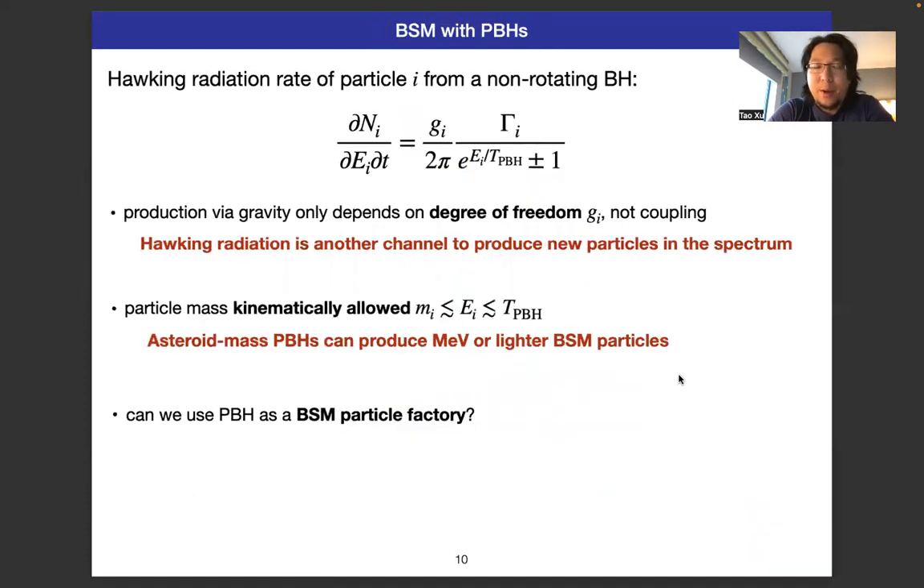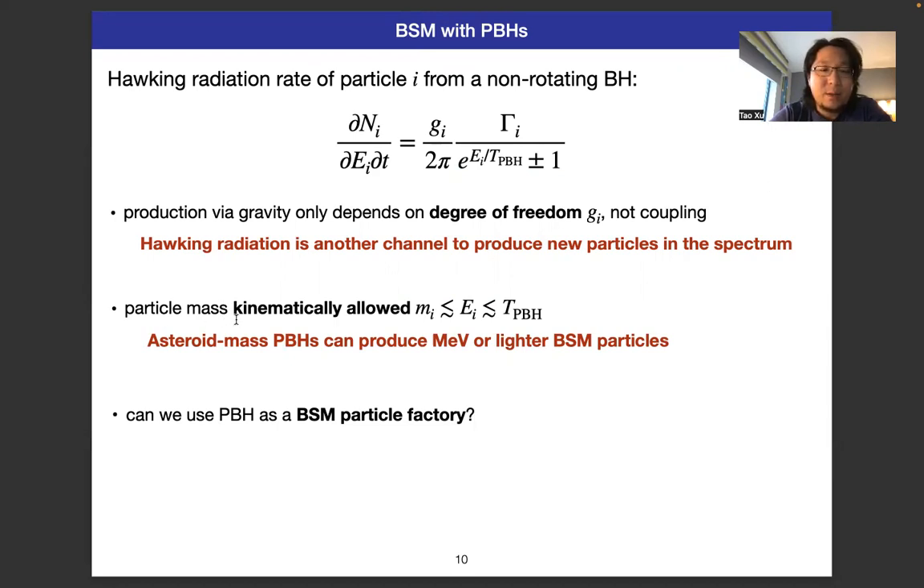If we can measure primordial black holes more precisely, we can use them to test new physics theories. If we look at the Hawking radiation process more carefully, the particle production rate is written here, and you can see the Hawking radiation produces particles via gravity, and it only depends on the degrees of freedom, g_i, not other coupling constants in particle interactions. This means Hawking radiation is another channel to produce new particles that exist in the particle spectrum, even if their non-gravitational interactions are feeble.